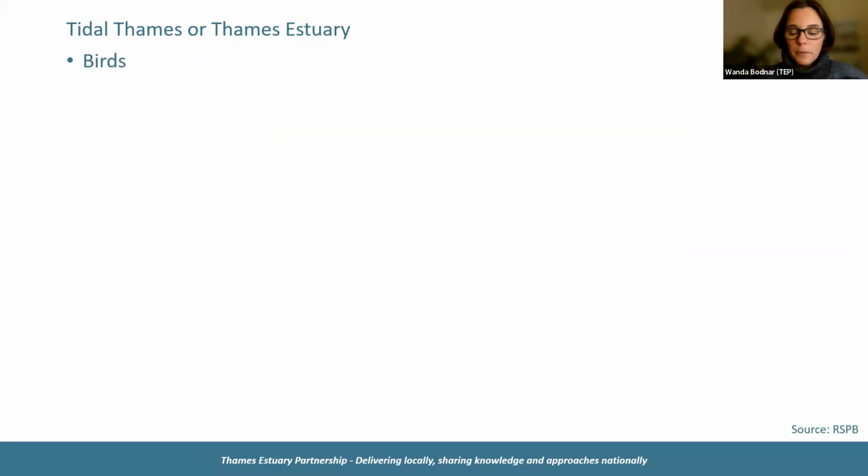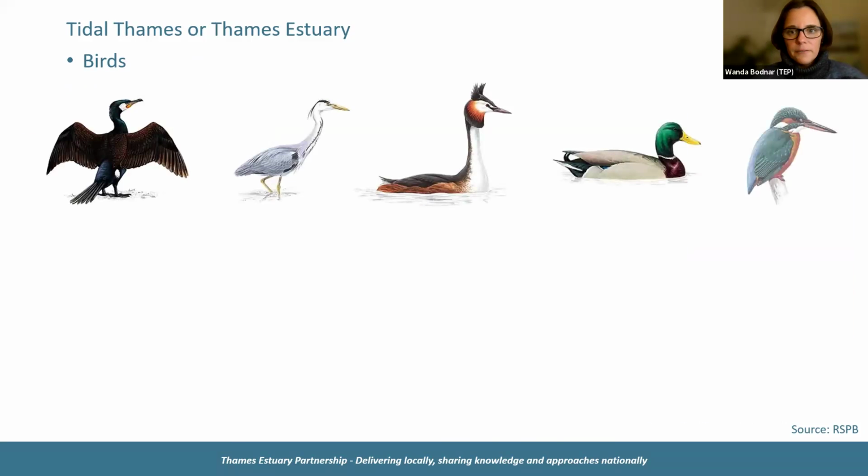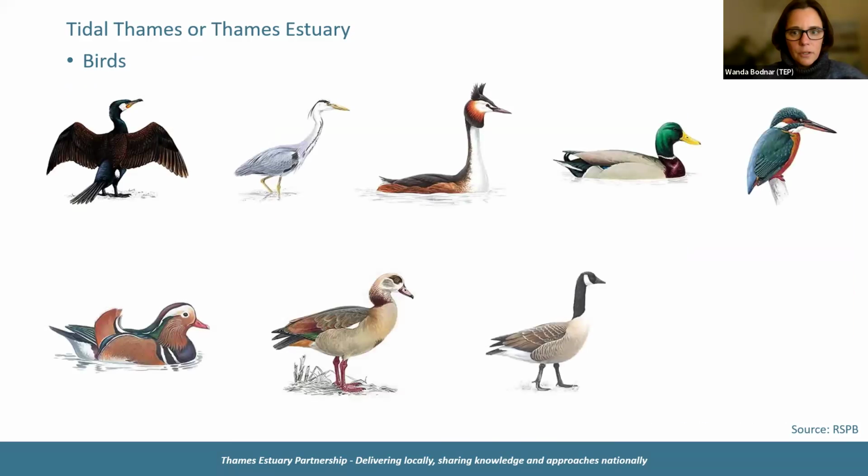And moving on to the birds, residents include cormorant, grey heron, great crested grebe, mallard, kingfisher, and some of the introduced species are mandarin duck, Egyptian goose, Canada goose, and the ring-necked parakeet.